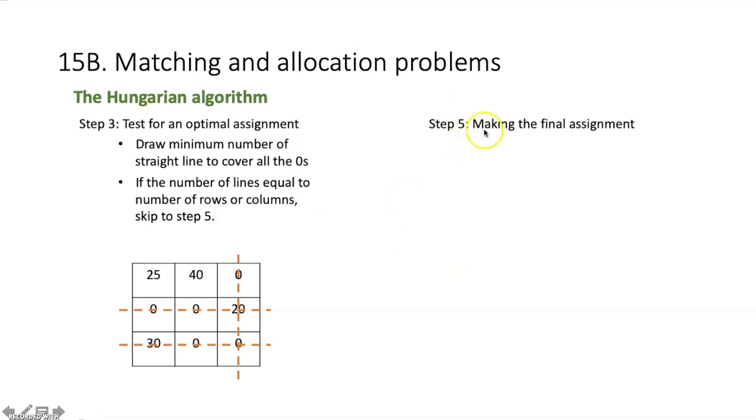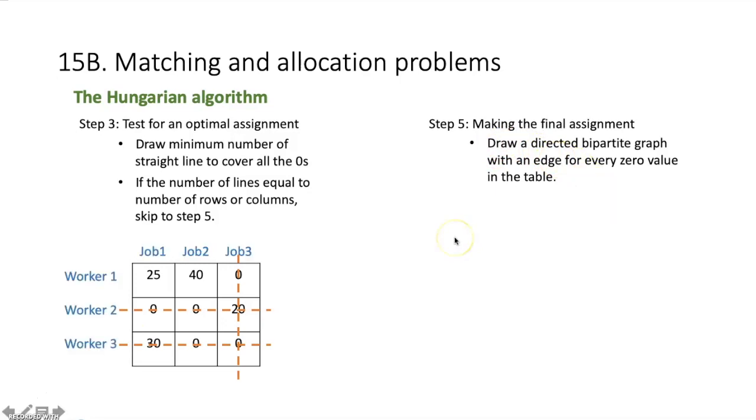Step 5, we need to make the final assignment. What you need to do is draw a directed bipartite graph with an edge for every 0 value in the table. For this bipartite graph, we have 2 sets. Set 1 shows workers 1, 2, 3. Set 2 is the 3 jobs.